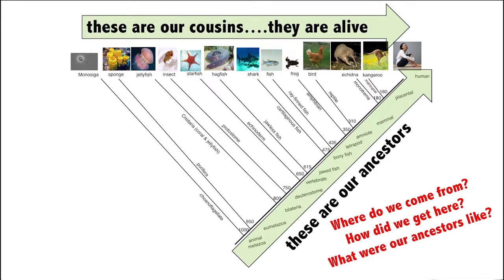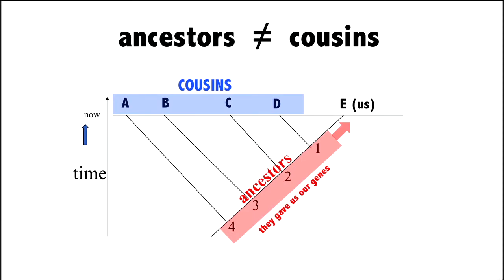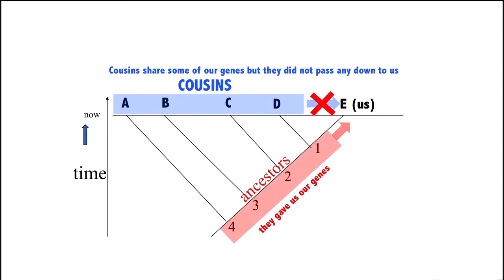When we ask these questions, it's like asking, what were our ancestors like? The more we know about our ancestors, the more we'll understand about how we got here. So let's talk about our ancestors. First thing, ancestors are not cousins. Here are ancestors. They gave us our genes. These are cousins. They did not give us our genes. Cousins share some of our genes, but they did not pass any down to us.